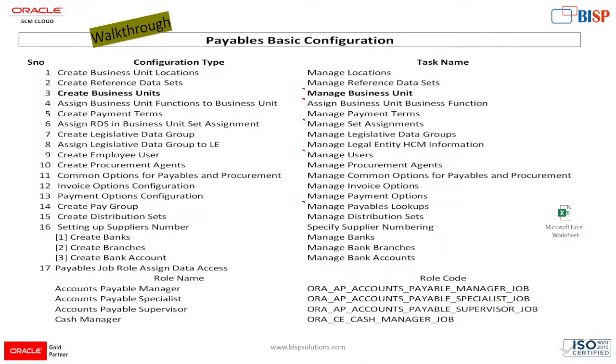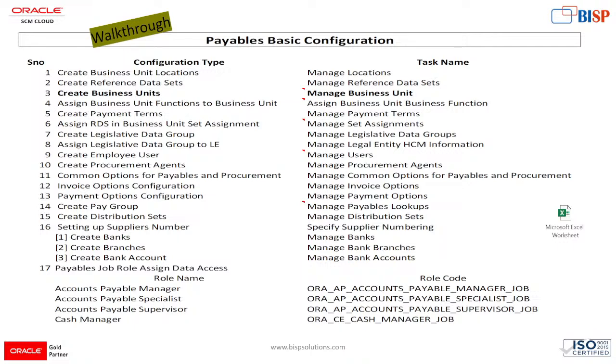And after that you create payment terms and assign the RDS, that is the reference data set, to the business unit set assignment. That is set assignment. There is a common set as well as the enterprise set. We will also create our own reference data set and assign that reference data set to the payment terms, and that payment terms will be assigned to that RDS, which will be assigned to the business unit set assignment.